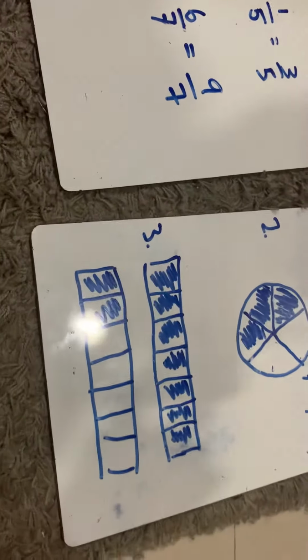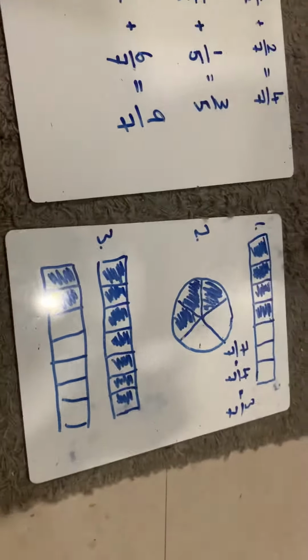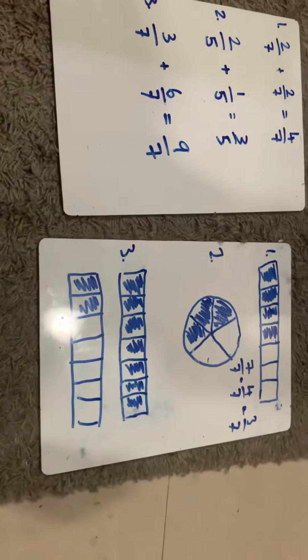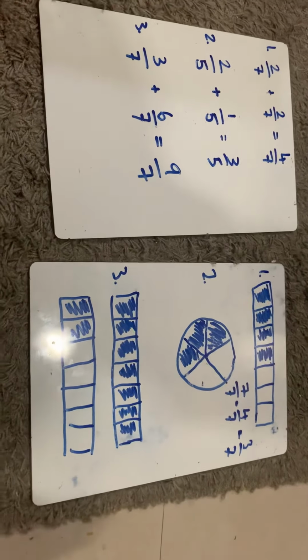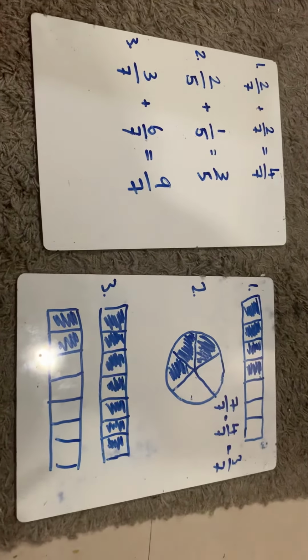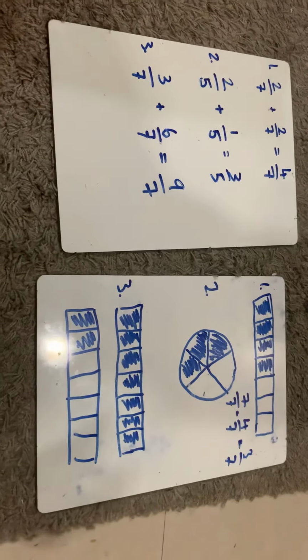sevens. Okay, so what I want you to do now is use bar modeling to work out the questions on the next slide. You can choose either level 1 or level 2. Level 2 is the most challenging.